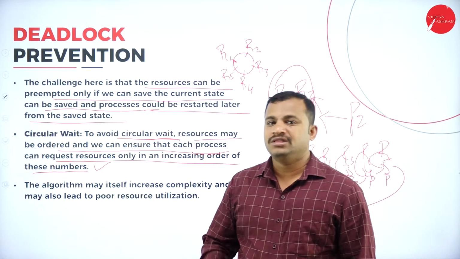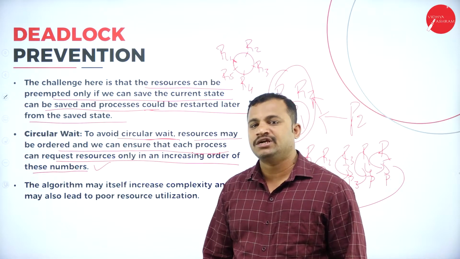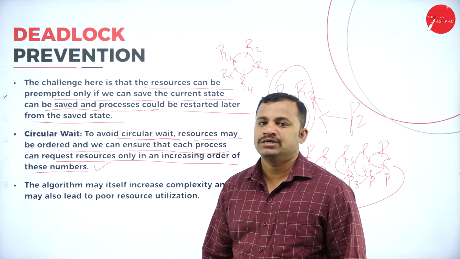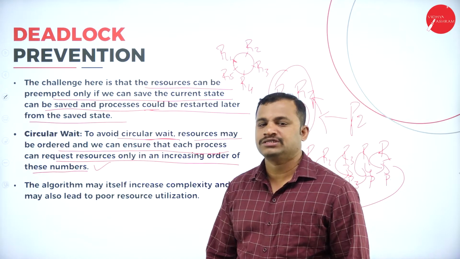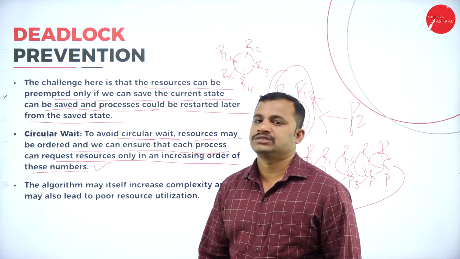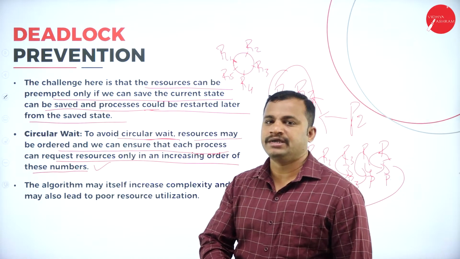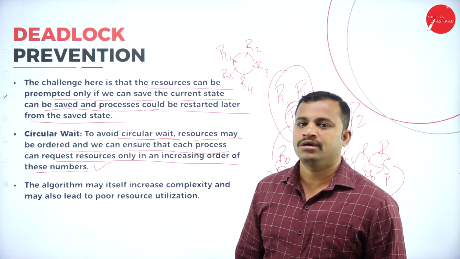So we have these four conditions. The very first condition is mutual exclusion. The second one is no preemption. The third one is hold and wait. The fourth one is circular wait. These four conditions must be addressed by the operating system to prevent a deadlock within a system.